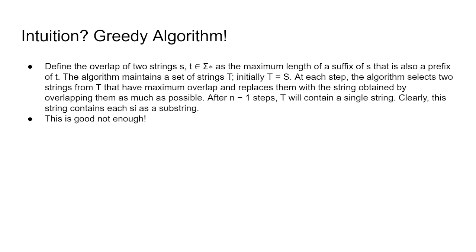So the greedy algorithm maintains a set of strings. Initially, T will simply be the set of all substrings, right? And at each step, the greedy algorithm selects two strings from that set that have maximum overlap and replaces them with the string obtained by overlapping them as much as possible. So basically, as in the example I was talking about earlier, if we pick ABC and BCD from T, then we simply remove these two strings and put the resulting string, ABCD, back into T. So we repeatedly do this for n-1 steps.